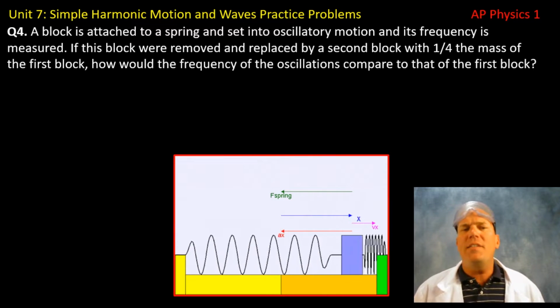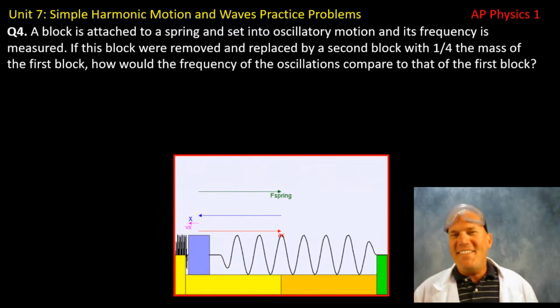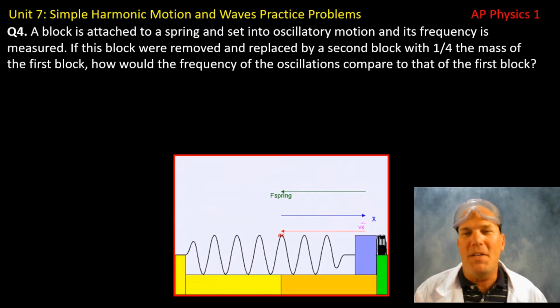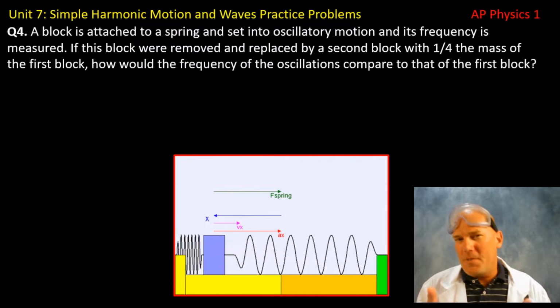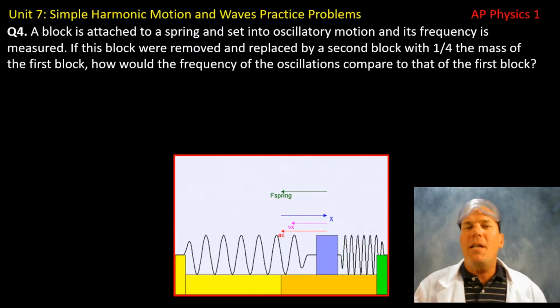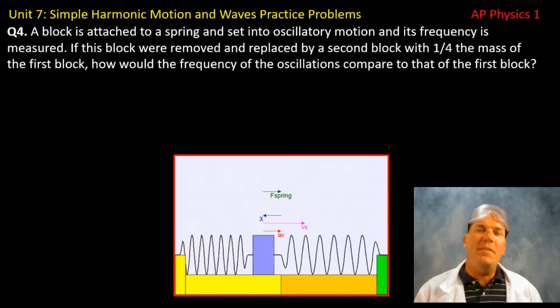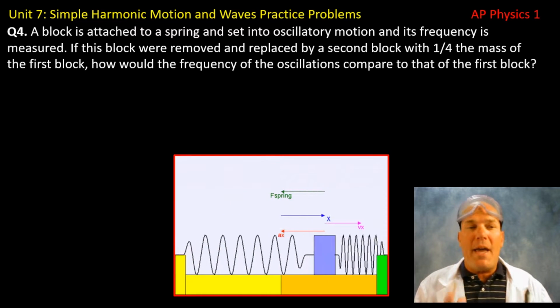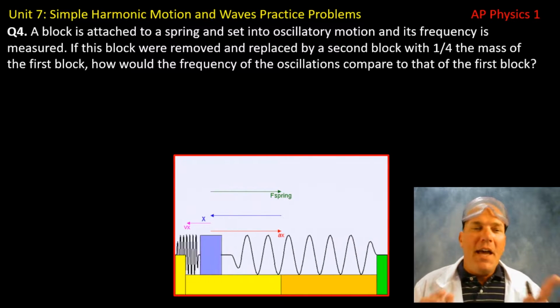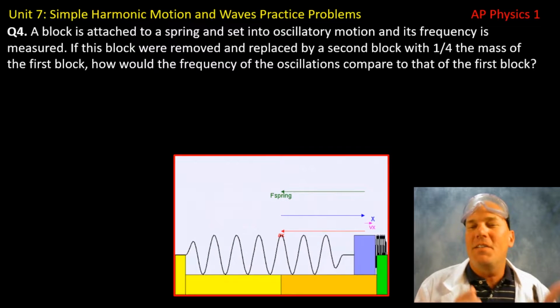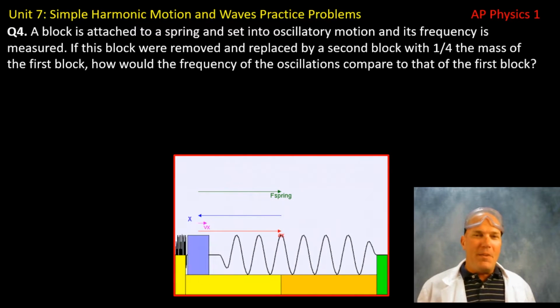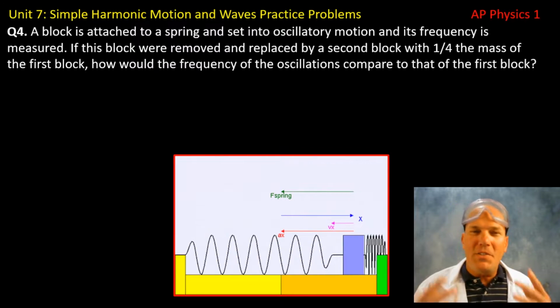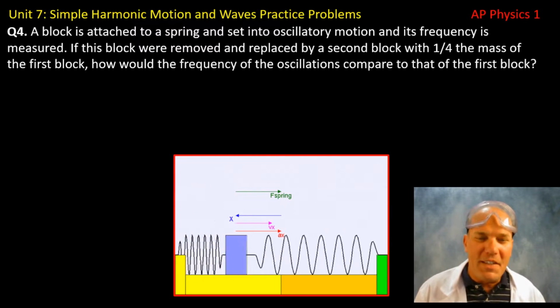A block is attached to a spring and set into oscillatory motion, and its frequency is measured. If this block were removed and replaced by a second block with 1/4 the mass of the first block, how would the frequency of oscillations compare to that of the first block? See, I told you we were going to use some semi-quantitative reasoning here.